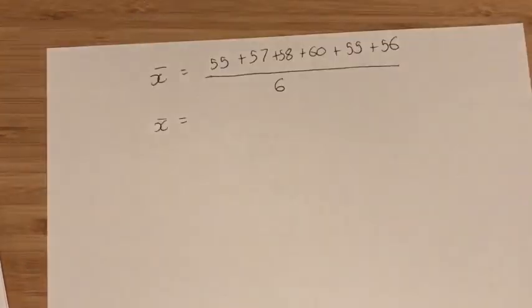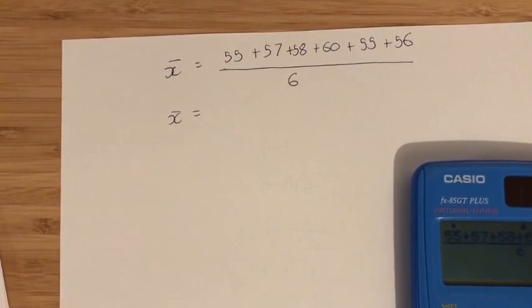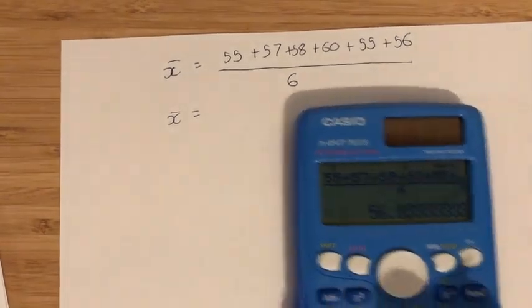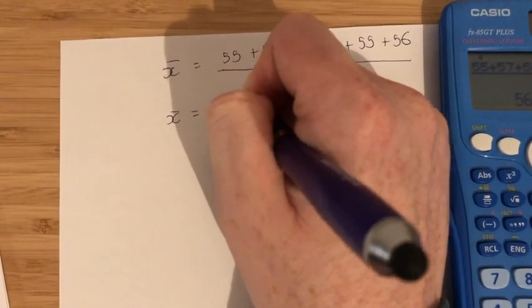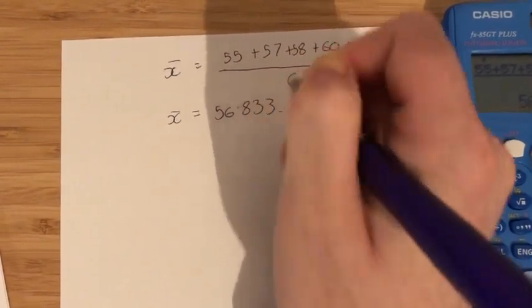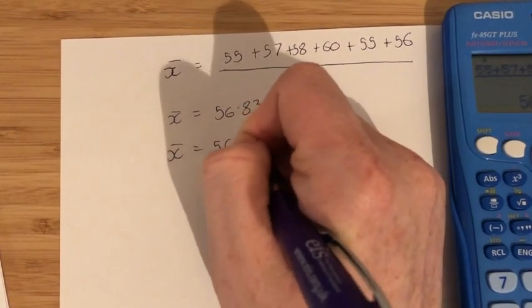So our mean is 55... Right, so for this one actually we're going to have to round the mean. 56.833... So I'm going to round the mean to 56.8.